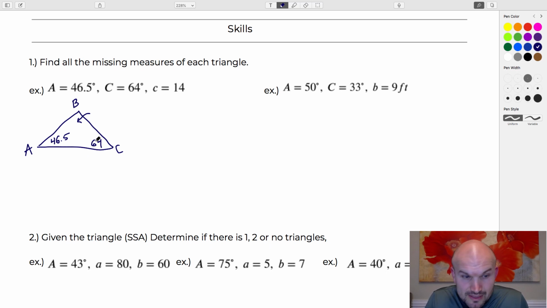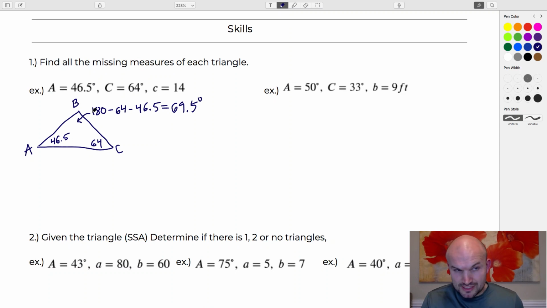And then the nice thing we can figure out about B is that by the triangle angle sum theorem, we know that all the angles of a triangle add up to 180. So 180 minus 64 minus 46.5. I'm just going to do it rather than test my mental math in front of everybody online and make some careless mistake. That equals 69.5 degrees.